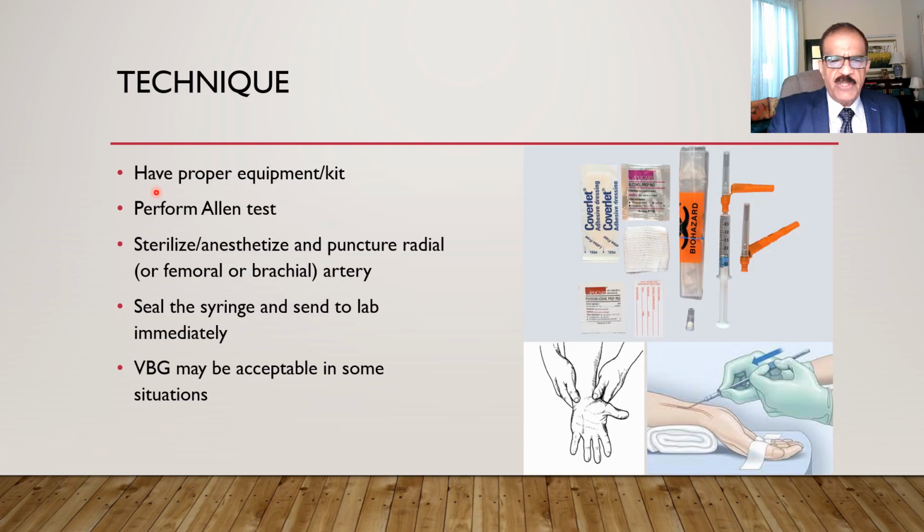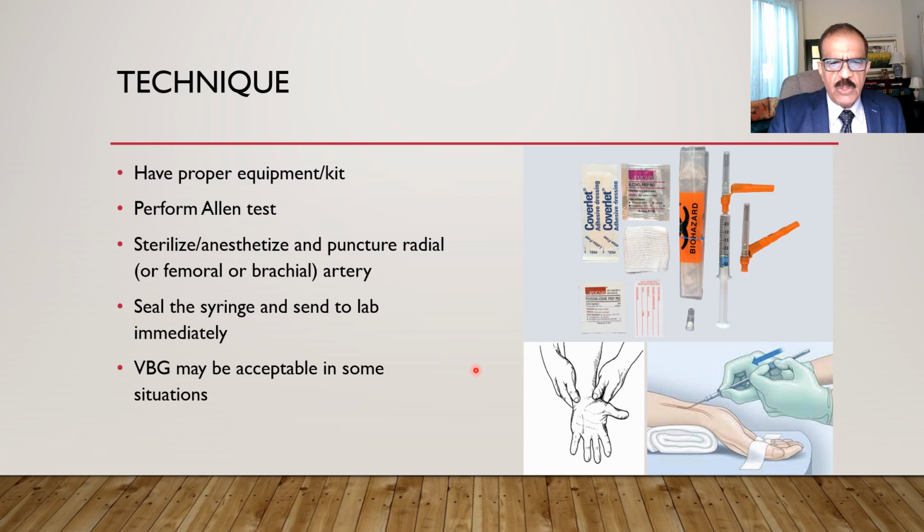Now this is the technique. First of all, you must have proper equipment or a proper kit. This is the contents of a kit which has everything. This is a special syringe which is required to collect the blood, and then we have the sterilizer and the needles and everything. And perform Allen test.